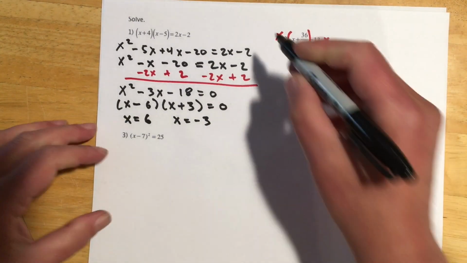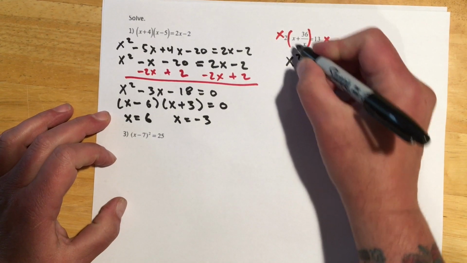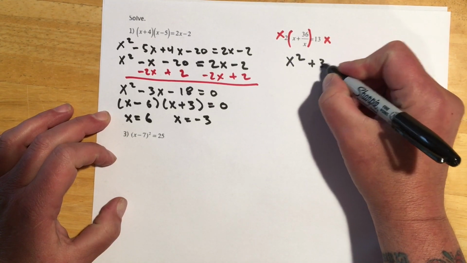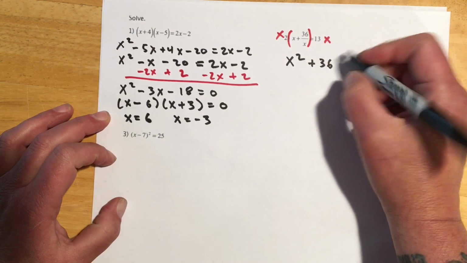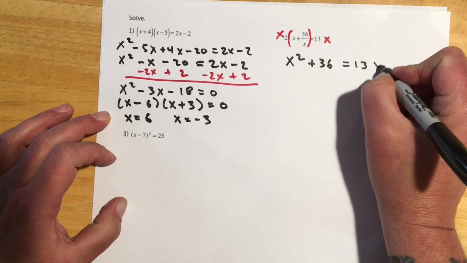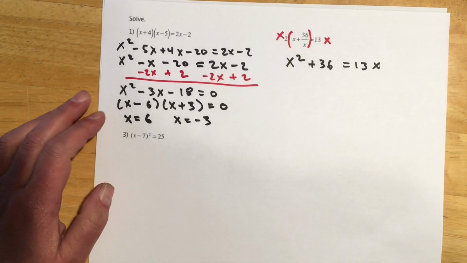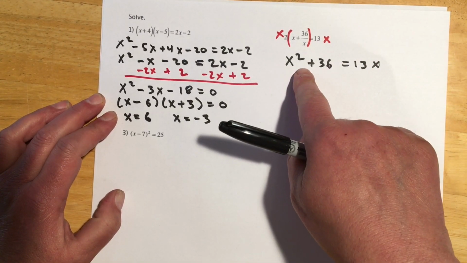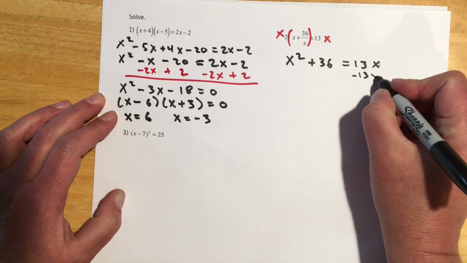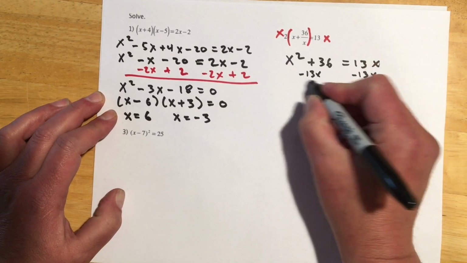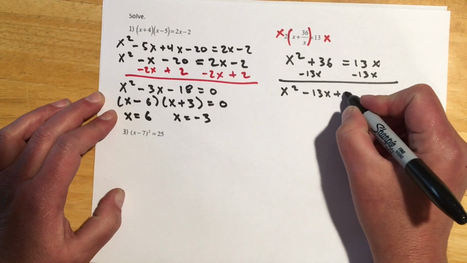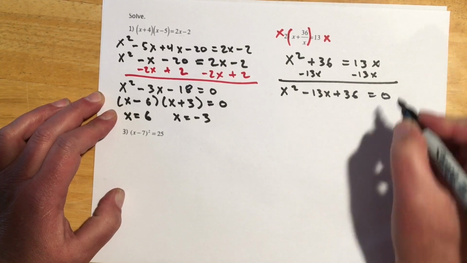So here I'll have x times x is x squared. Here x over x would just cancel, leaving me just the plus 36. I have to do the same thing to this side. So that makes a 13x over there. Now that I don't have fractions, I'll get this 13x over to the other side by subtracting. And I'll write it in descending order. So x squared minus 13x plus 36 makes 0.